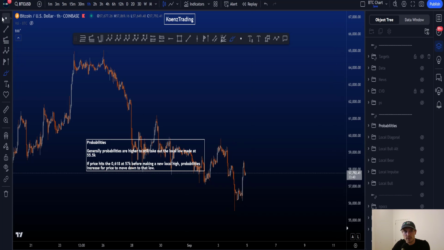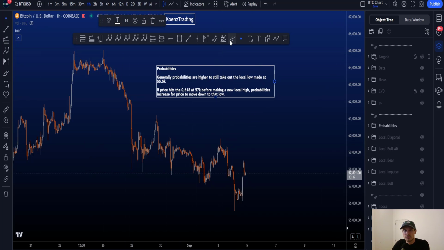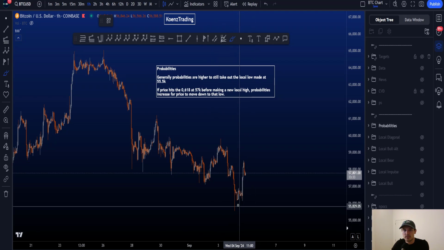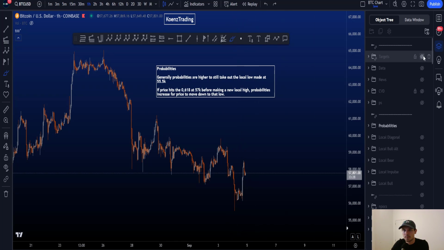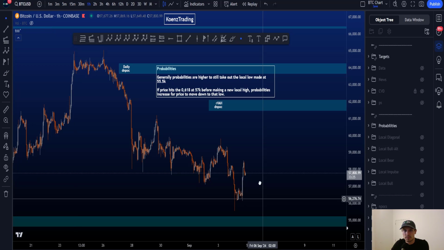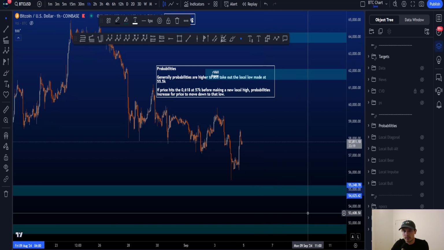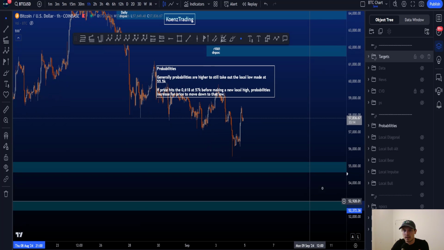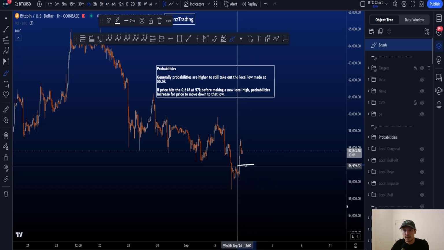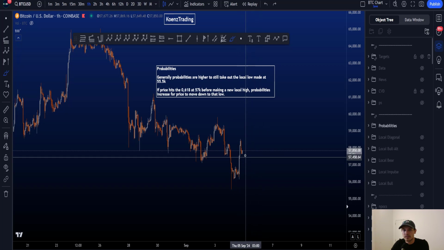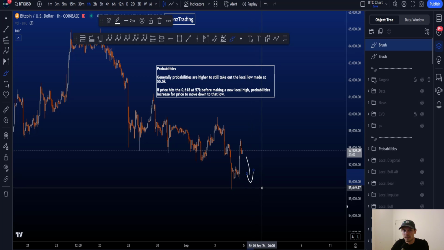This then leads me to the probabilities of the different scenarios, and you can see the general theme here. Generally, probabilities are higher to still take out the local low that we made here at 55.5k. To the downside, we do have some additional support sitting between 55.3k and 54.6k, and even lower here, 53k to 52.3k. If price hits the 0.618 here at 57k, then the probabilities increase to move to the downside directly.